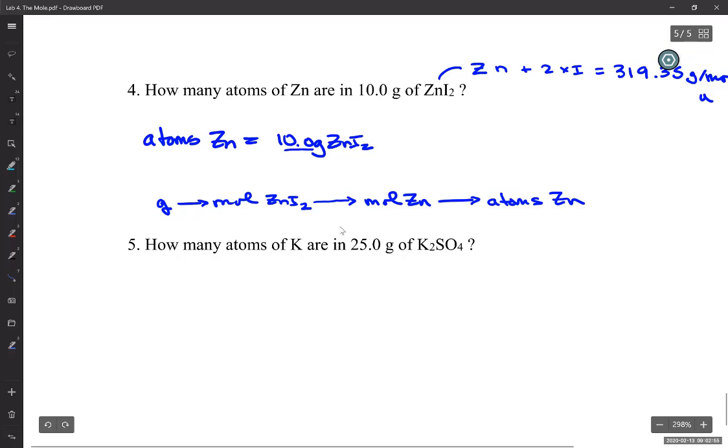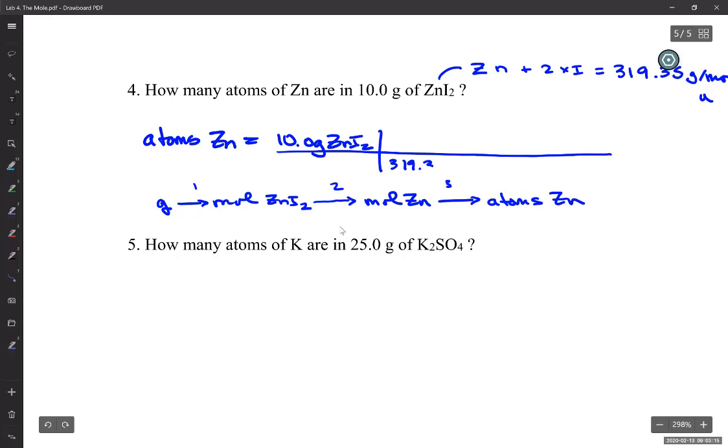Do you do railroad tracks or do you do? All right, I'm gonna do railroad tracks, just to make you happy. So I need 1, 2, there's 3 conversions, so there's my first one. And then you say it's 319.35 grams of ZnI2 for every 1 mole of ZnI2. So that's the first step.